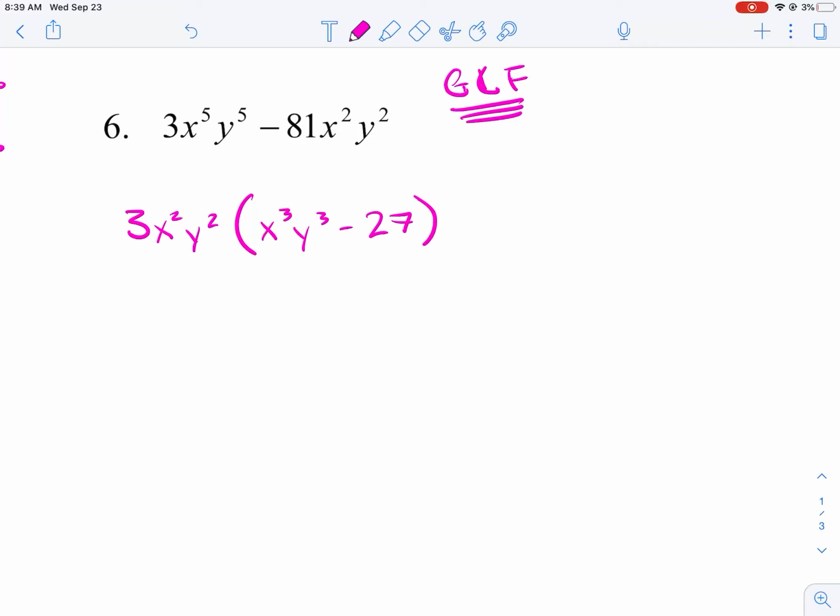So if that didn't make you grin already, it should, because this is going to be a difference of perfect cubes.